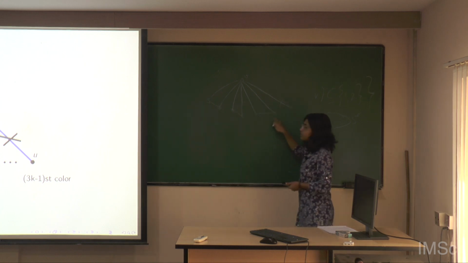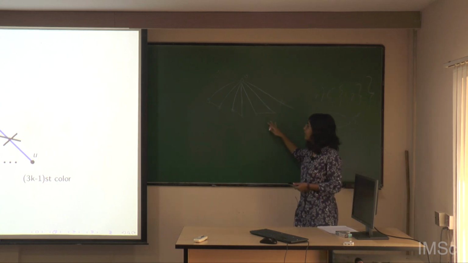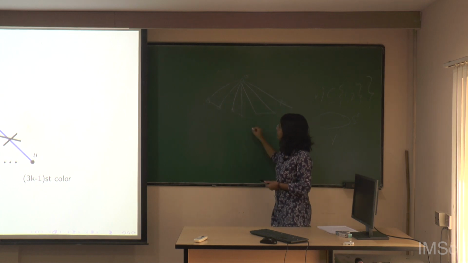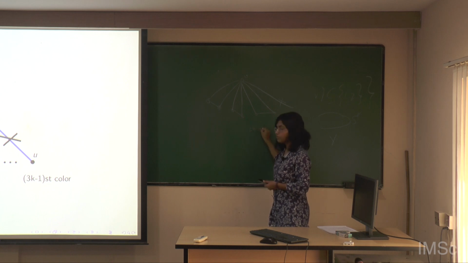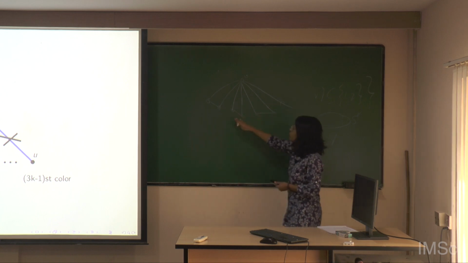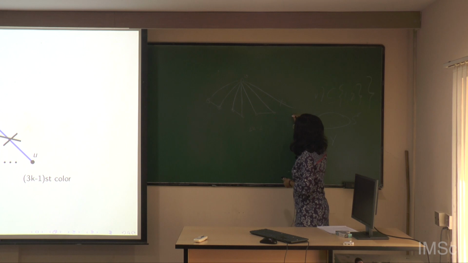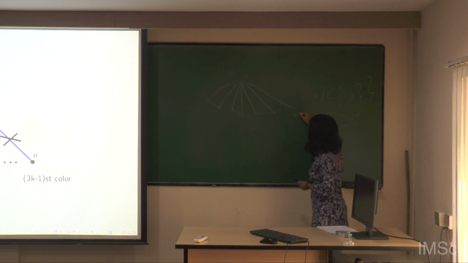So how many endpoints from here have matching edges incident on them? It could be 2k minus 2. So 2k minus 2 endpoints here are already in the matching, in the solution matching. But how many colors do I have here? I have at least 3k minus 2 colors left after deleting. So 3k minus 2 vertices here, and from that I am taking out this 2k minus 2.